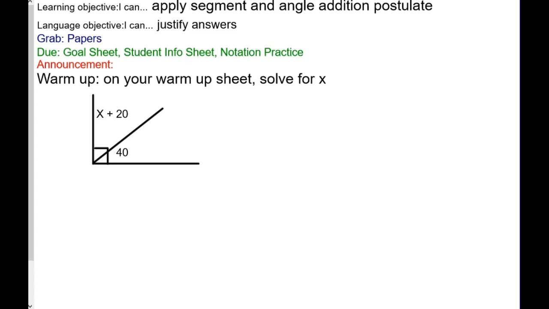Now, we know together these two angles make this angle right here, which is 90, okay? So if this is 90 degrees, and we have two parts, who can tell me an equation I can set up? Addition? Okay, so I'm going to add this and this. So I'm going to add these up. X plus 20, and I'm going to use parentheses. So the first angle is x plus 20 plus the other angle, which is 40.